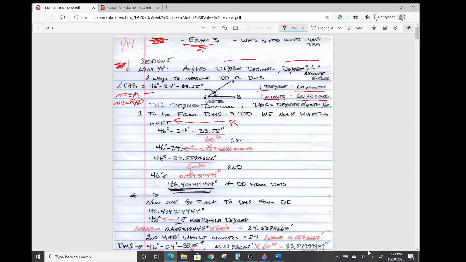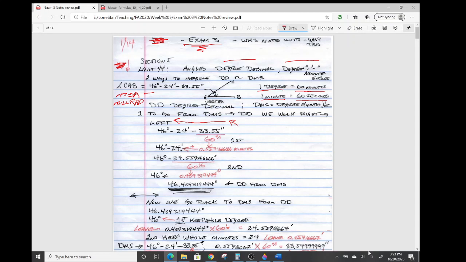Now guess what we're going to do? We're going to take our minutes, which is now 24.559166666, and divide it by 60 minutes per degree. And guess what we're going to get? We're going to get decimal or fractional degrees. If you divide 24.559166666 by 60, you get 0.409319444. If you're not doing this on your calculator, you are setting yourself up for failure.